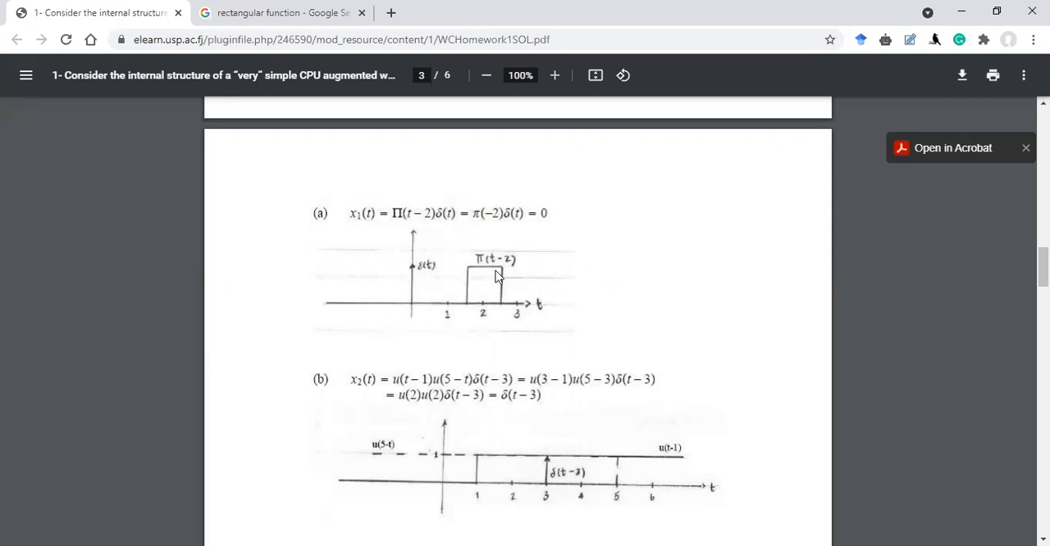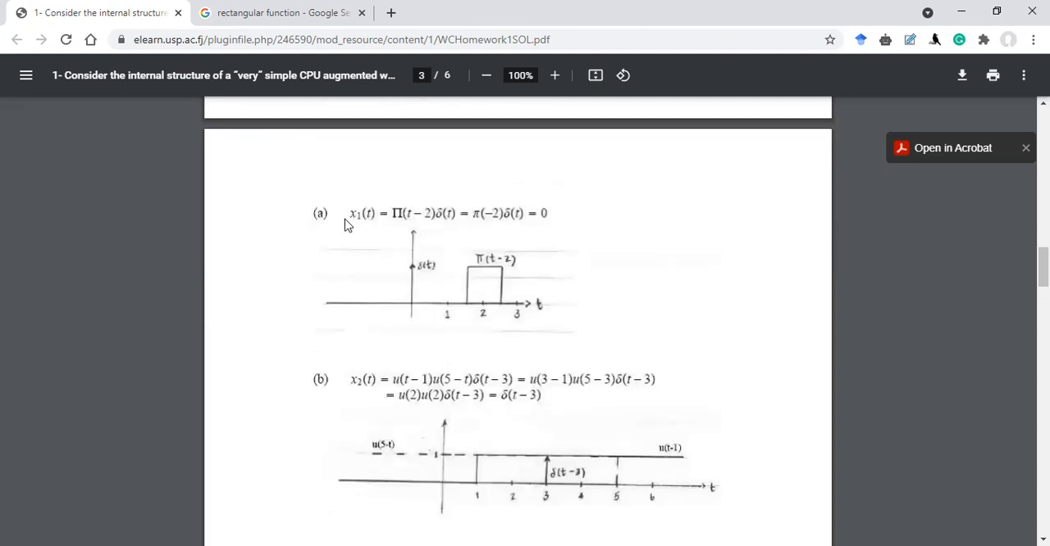And where the rectangular function is situated, let's say at t equal to 1.5, we have a value of x of t as 1. So 1 multiplied by 0 again, everything will be 0. So basically multiplying these functions is going to give me a value of 0, okay?